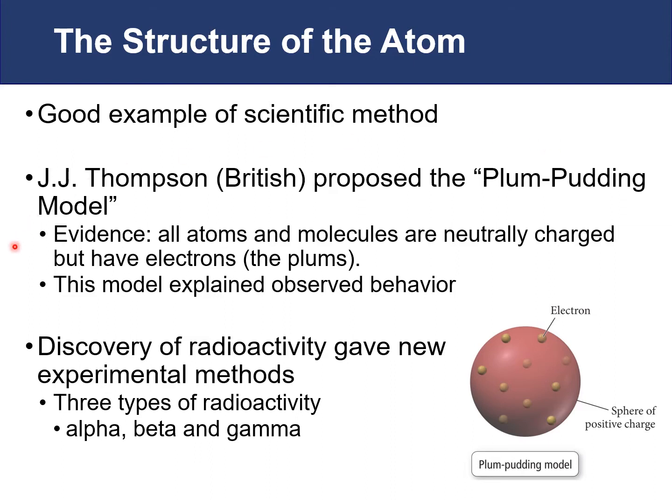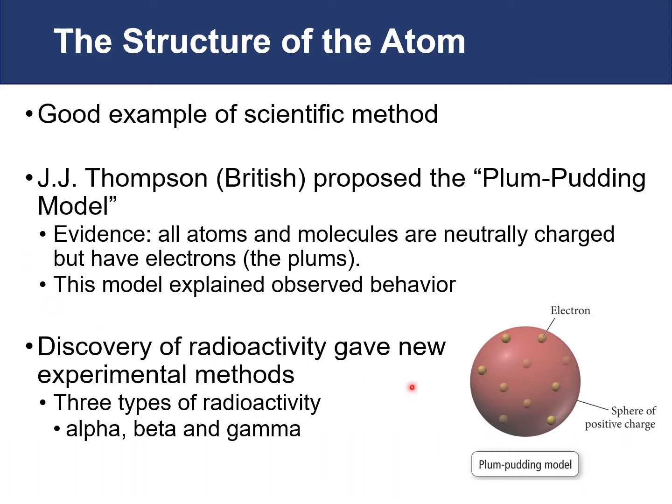Now, the evidence for this was that all molecules are neutrally charged but have electrons. He knew this because atoms and molecules do not interact with an electromagnetic field generally. So from this, he could infer that they did not contain a charge. So when the electrons were ejected and they had themselves a charge, there must be something that balanced out the negative charge of the electrons.